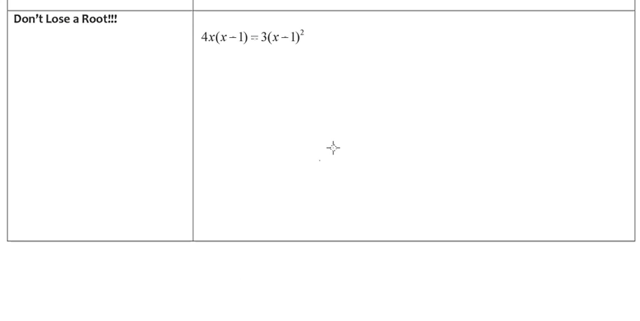All right, here we go. Last box on the 1-6 notes. And this time we're going to talk about losing a root and make sure that we don't lose a root.